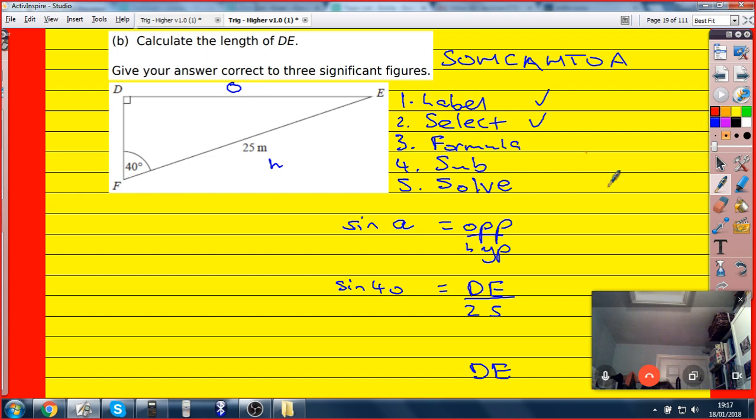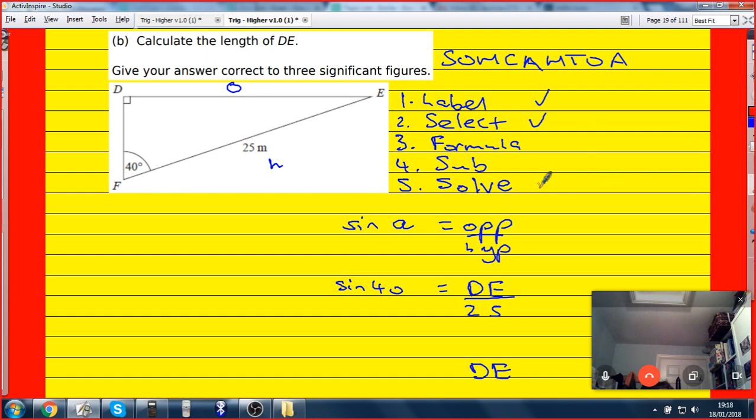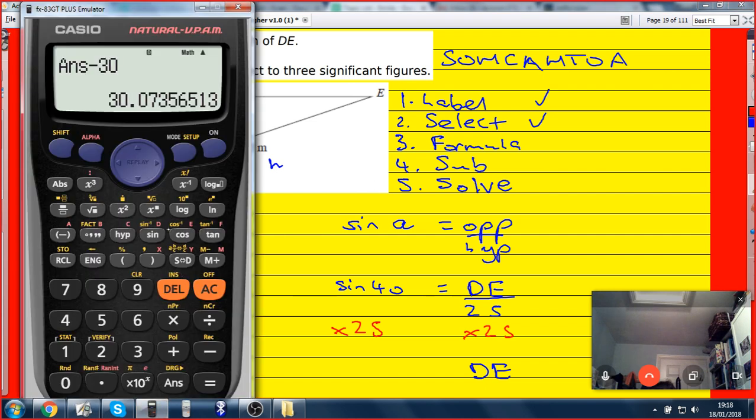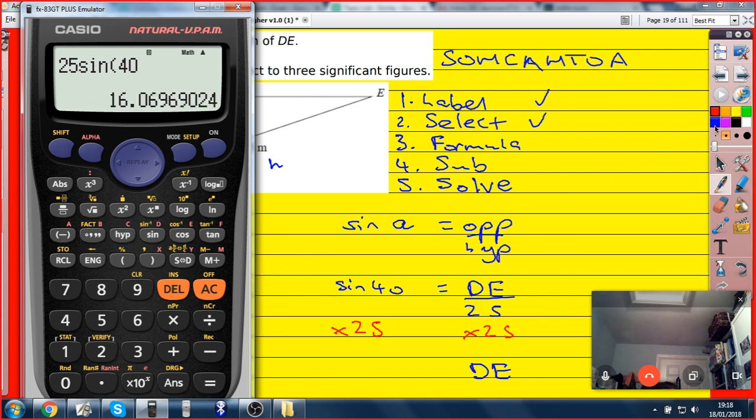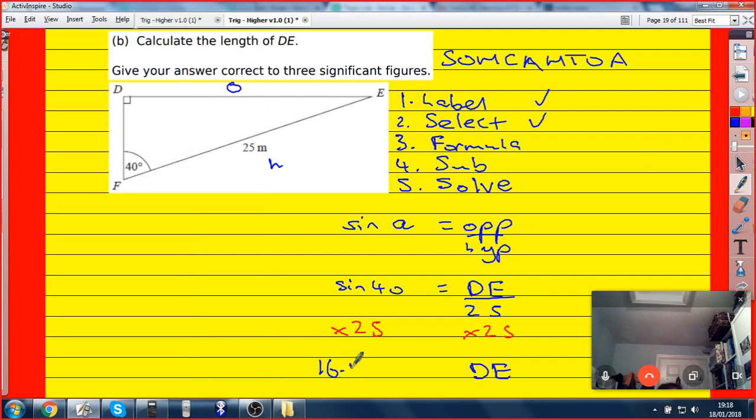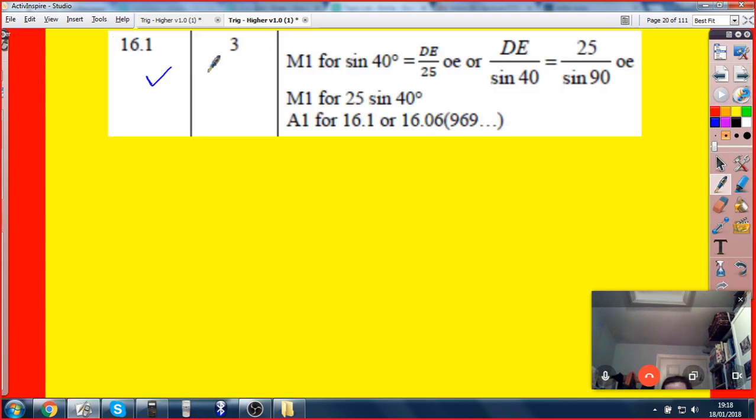Do you have to get the 25 on the other side? Correct. So would you have to times by 25? Correct. So what is going into our calculator? 25 sine 40, beautiful. To 3 significant figures? 16.1. That's it. Any questions there? No. Okay, 16.1, 3-mark question.